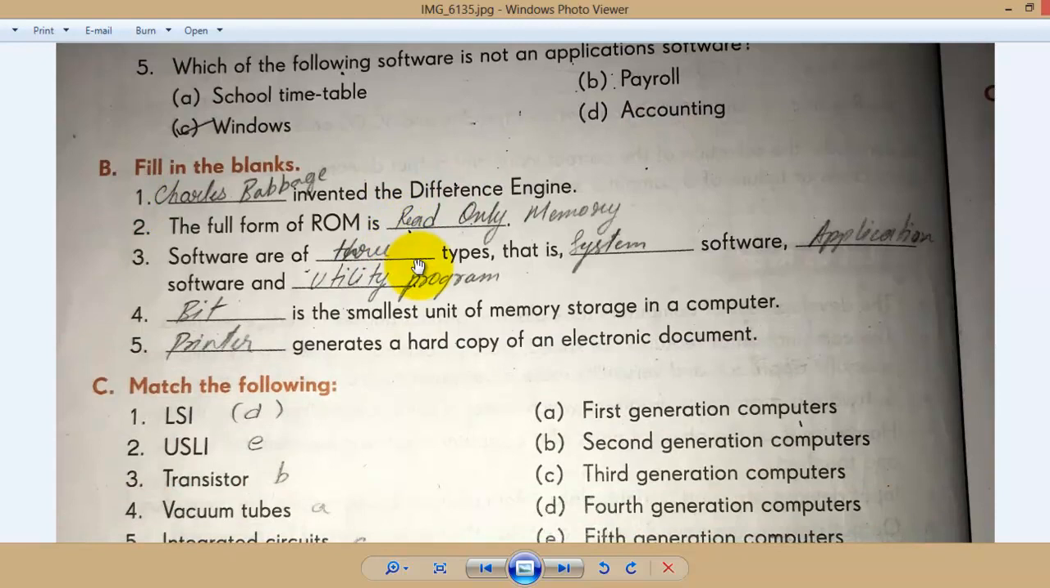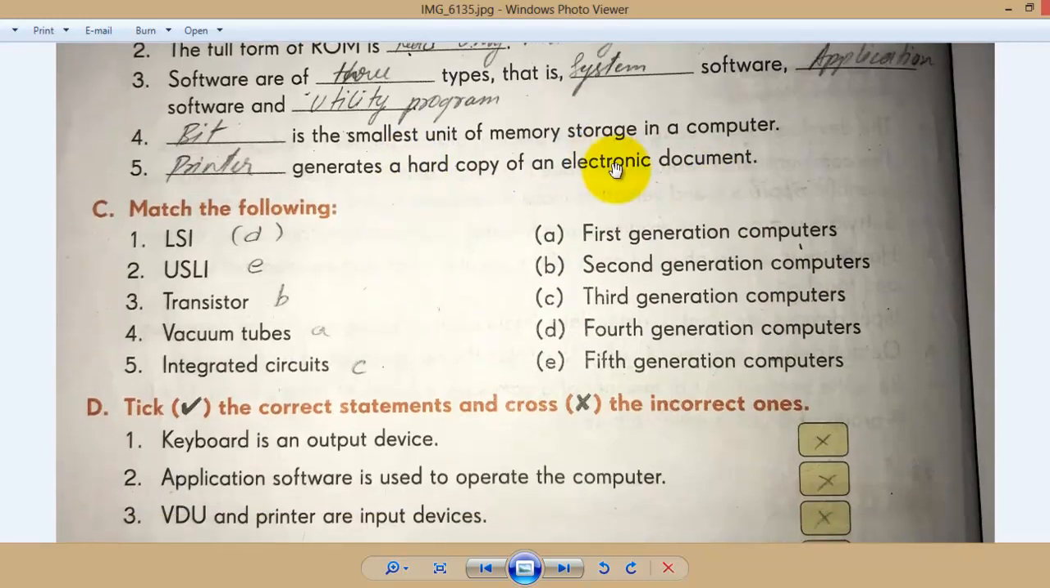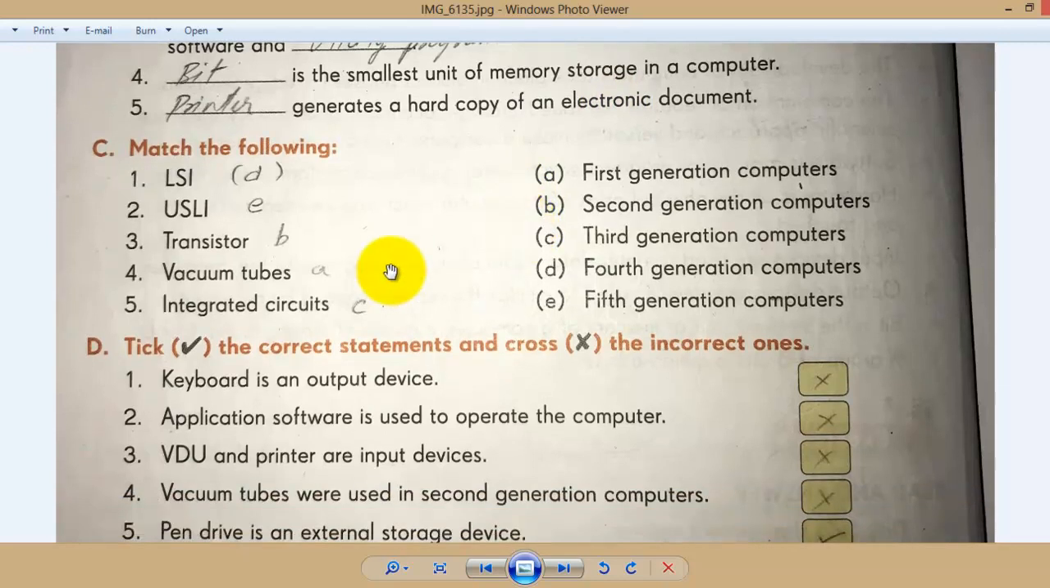Fill in the blank. Who invented the difference engine? It's Charles Babbage. The full form of ROM is read-only memory. Software are of three types: system, application, and utility programs. Bit is the smallest unit. We have already explained this while teaching your lesson. And a printer generates a hard copy of an electronic document, unlike what you see on your monitor or screen.